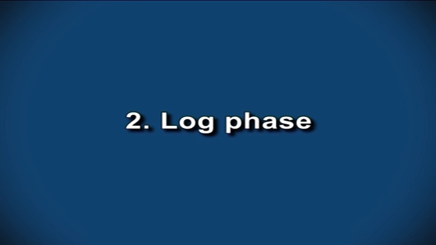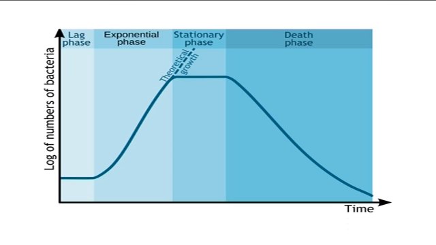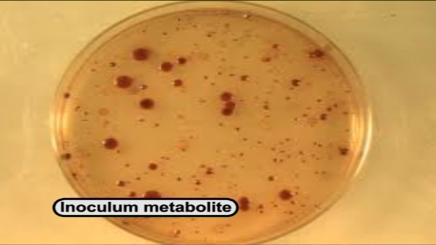Log phase. This phase is also known as exponential growth phase. In this phase, cells divide steadily and at a constant rate. This results in a straight line in the graph when drawn against time. Cells are smaller in size and active during this phase. The entire population is active in this phase. Hence, cells from this phase are preferred to be used as inoculum for metabolite production.